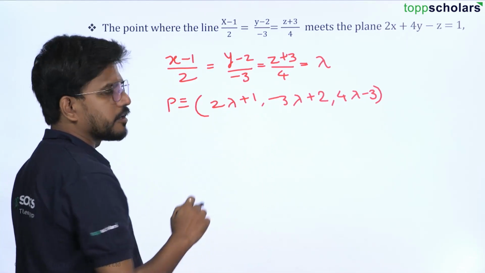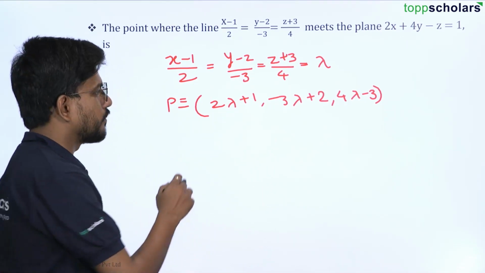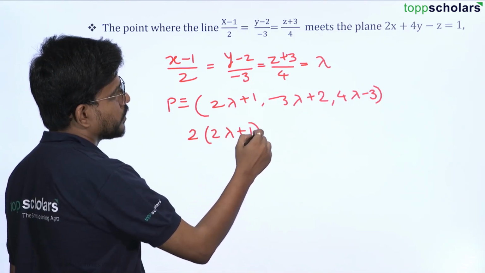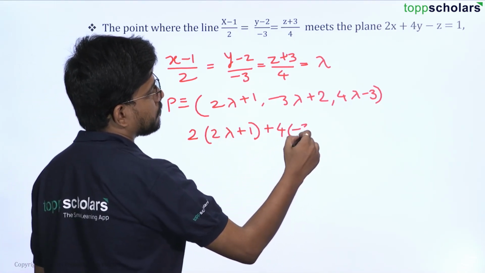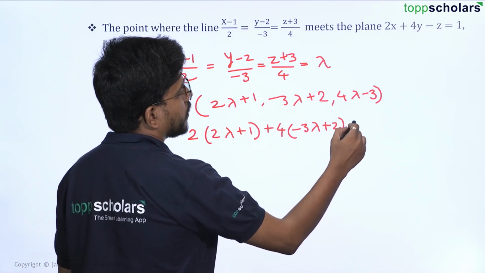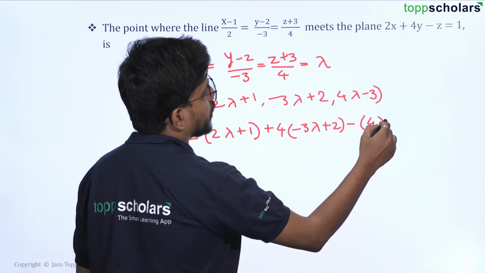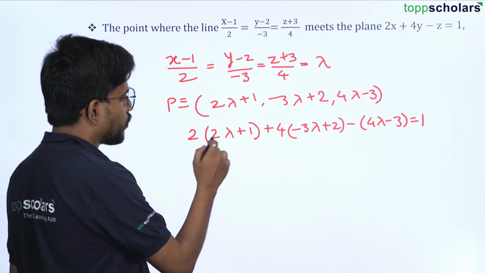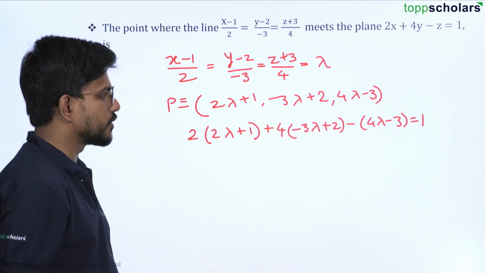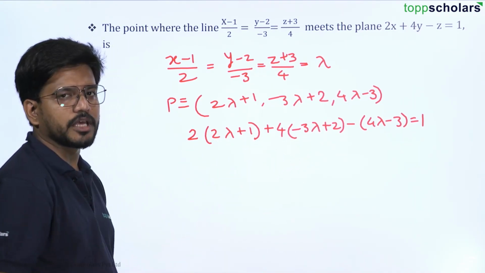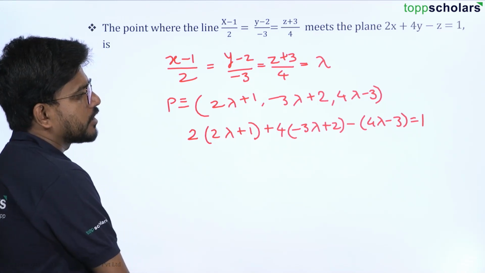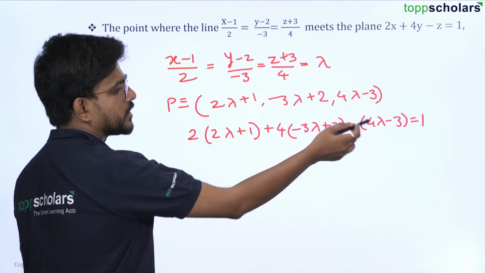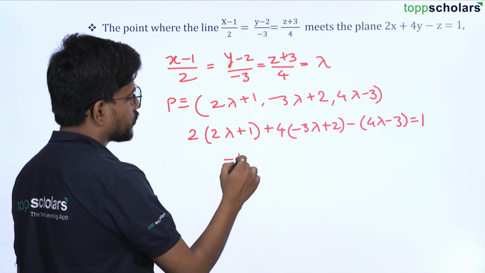Now if this is the random point on the line, it has to satisfy the plane. How will it satisfy the plane? 2 into (2 lambda plus 1), 4 into (minus 3 lambda plus 2), and minus z, which is (4 lambda minus 3), and that has to be equal to 1. Now let me solve this. Pretty simple. 4 lambda and this will be minus 12 lambda. 4 lambda minus 12 lambda is minus 8 lambda. Minus 8 lambda minus 4 lambda is minus 12 lambda.